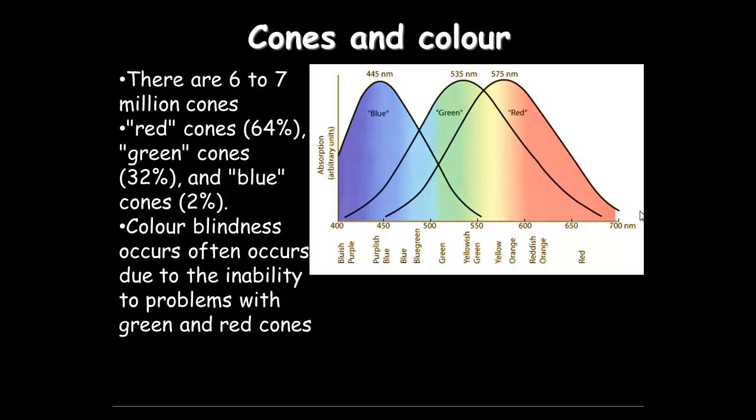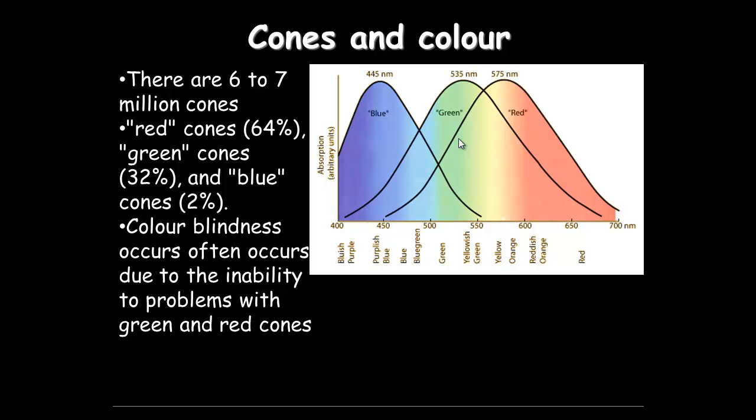Thinking about cones specifically, there are actually three types of cones. We've got red cones, which make up about 64%, green cones, which is 32%, and blue cones, which are 2%. Now, these three cones work together to be able to distinguish between the different colours. And as you can see, because there's an overlap, it allows us to work out exactly what wavelength light is coming in, to be able to distinguish exactly what colour there is.